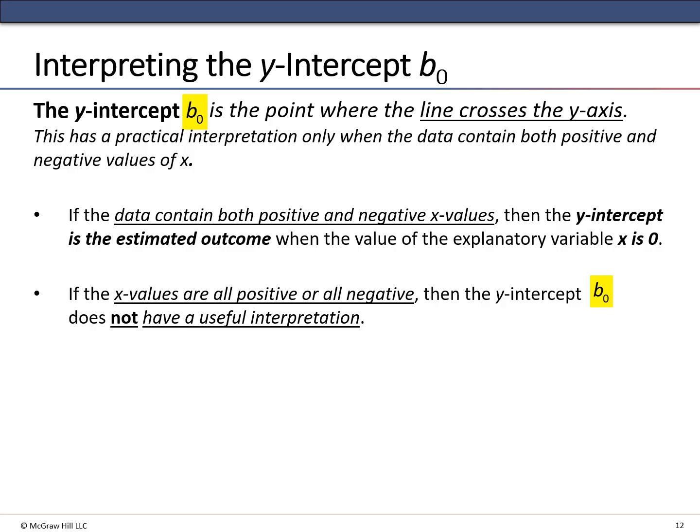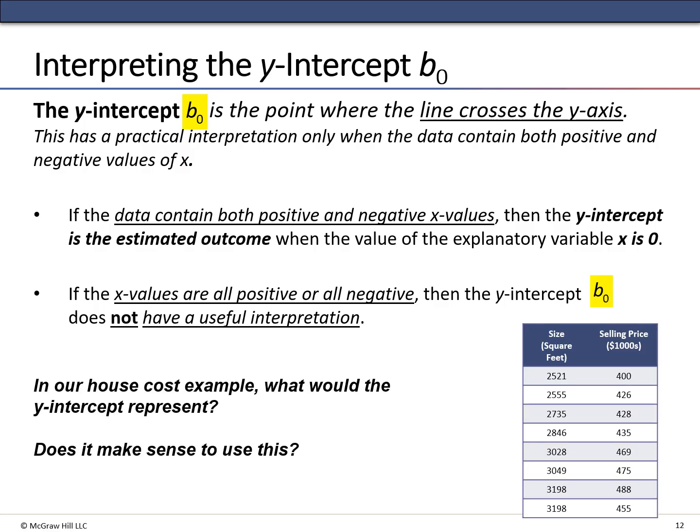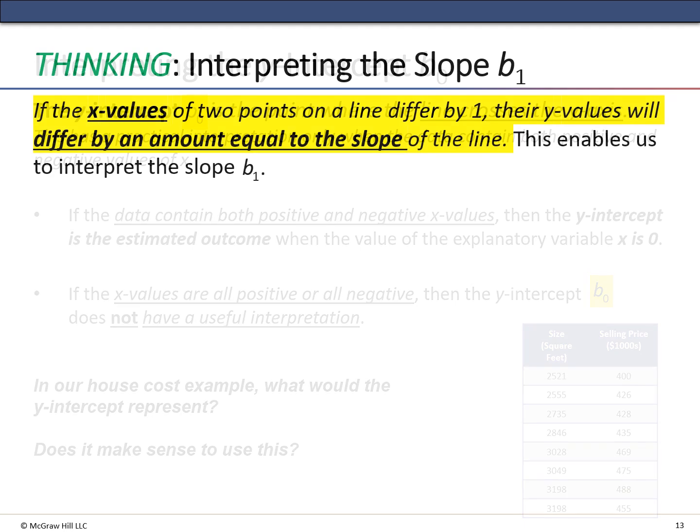If all the x values are positive, or if all the x values are negative, then typically there is not a useful interpretation. And again, I've already gone through this. In our house cost example, the y-intercept would mean the selling price of a house with 0 square feet. So of course it makes no sense at all.